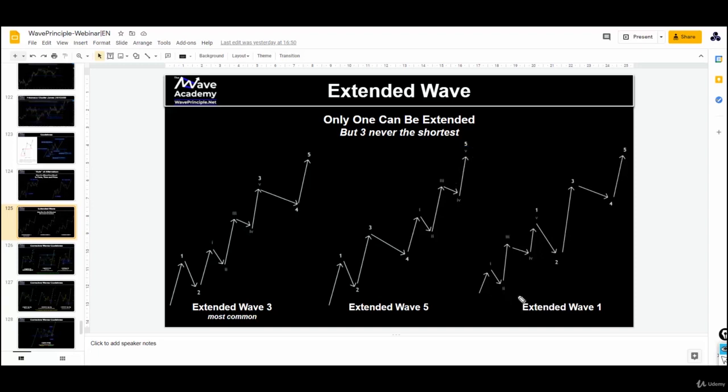And also we can get a first wave extended. That means 1, 2, 3, 4, 5 makes the 1, 2, 3, 4, 5. Sometimes you may see this such as a leading diagonal, but I don't think it's considered extended.